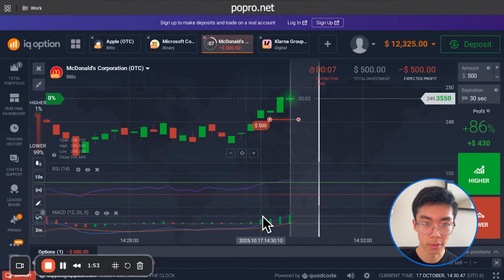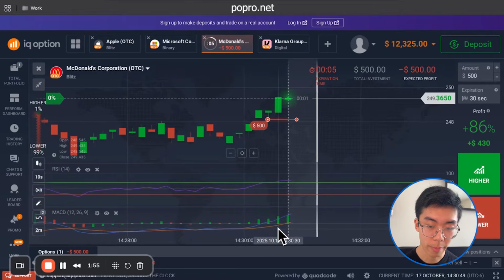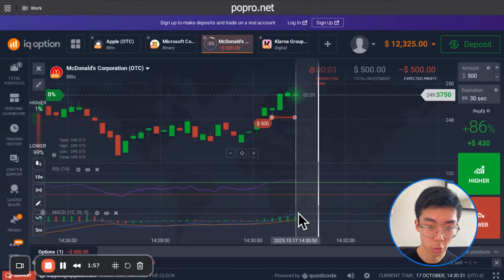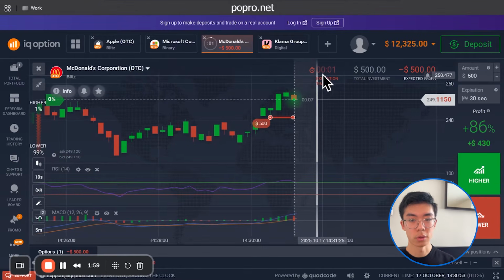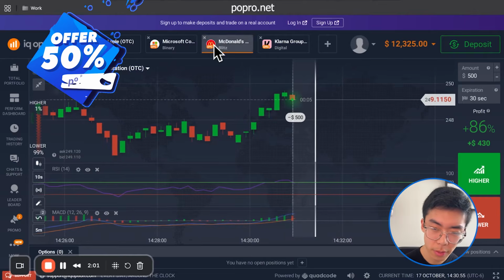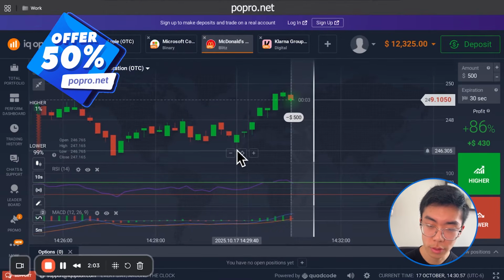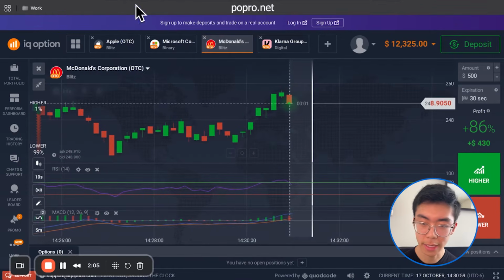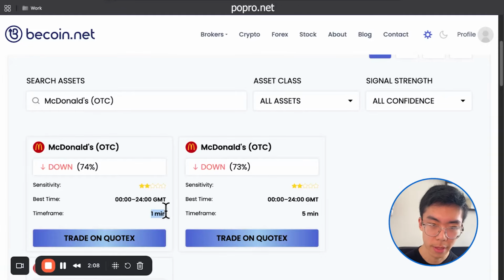So here, Becoin does agree with me for the most part. It says it will go down. However, the MACD does not agree with me. It says the momentum is quite strong upwards, okay? So sometimes I do think this might be a loss, let's see. So this was a loss. And that's because the indicators just did not line up at the right time.